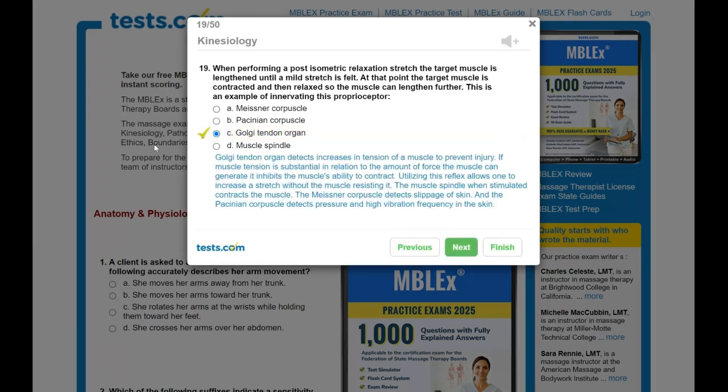C. Golgi tendon organ. Golgi tendon organ detects increases in tension of a muscle to prevent injury. If muscle tension is substantial in relation to the amount of force the muscle can generate, it inhibits the muscle's ability to contract. Utilizing this reflex allows one to increase a stretch without the muscle resisting it. The muscle spindle, when stimulated, contracts the muscle. The Meissner corpuscle detects slippage of skin, and the Pacinian corpuscle detects pressure and high vibration frequency in the skin.